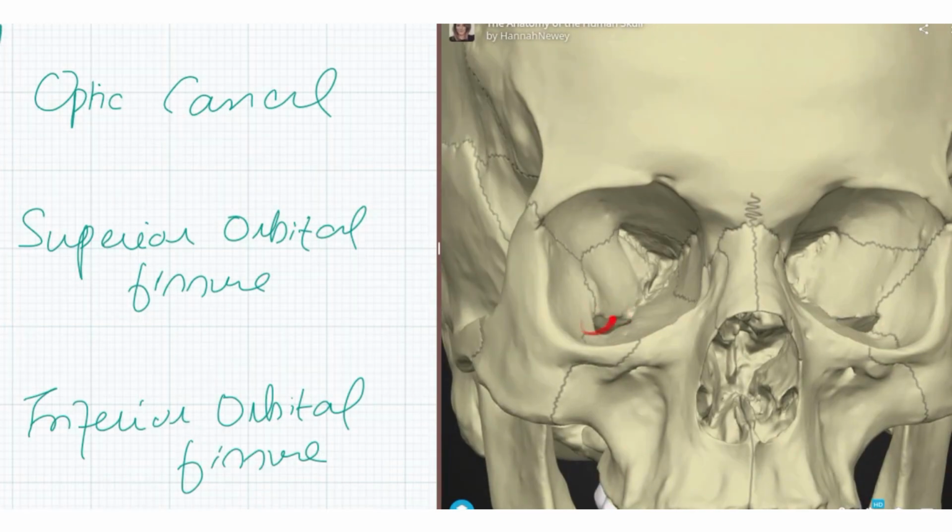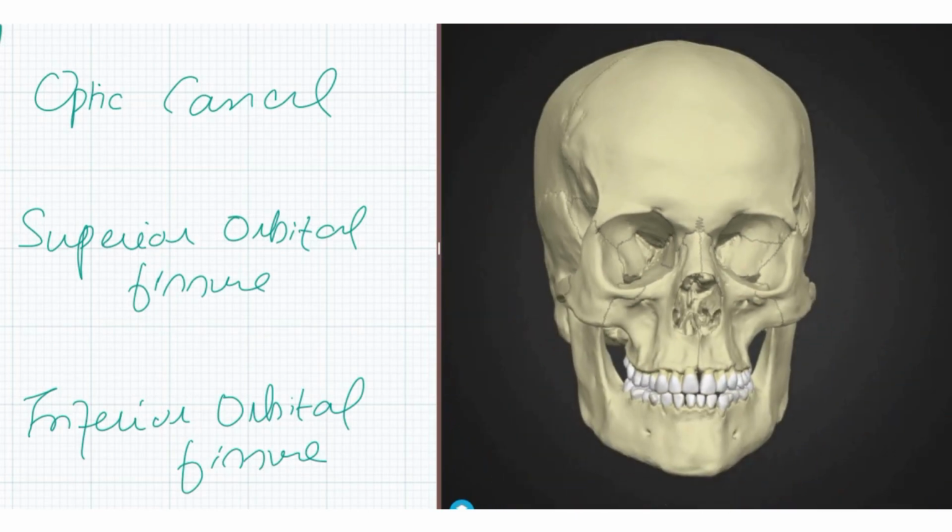This fissure over here is the inferior orbital fissure. Here lies the optic canal, right in the apex of the orbit, and this over here is the superior orbital fissure. Unluckily, this optic canal and superior orbital fissure is closed here in this 3D model, but I will make you learn from another diagram.